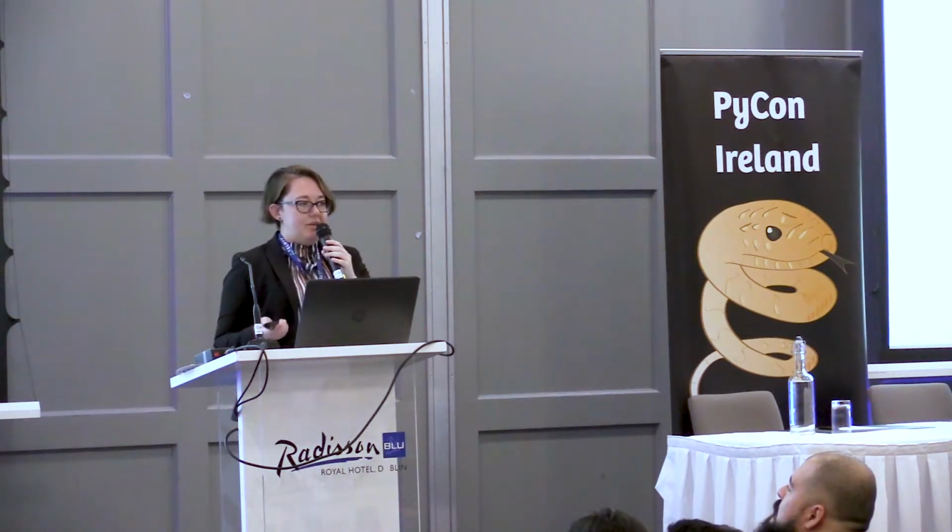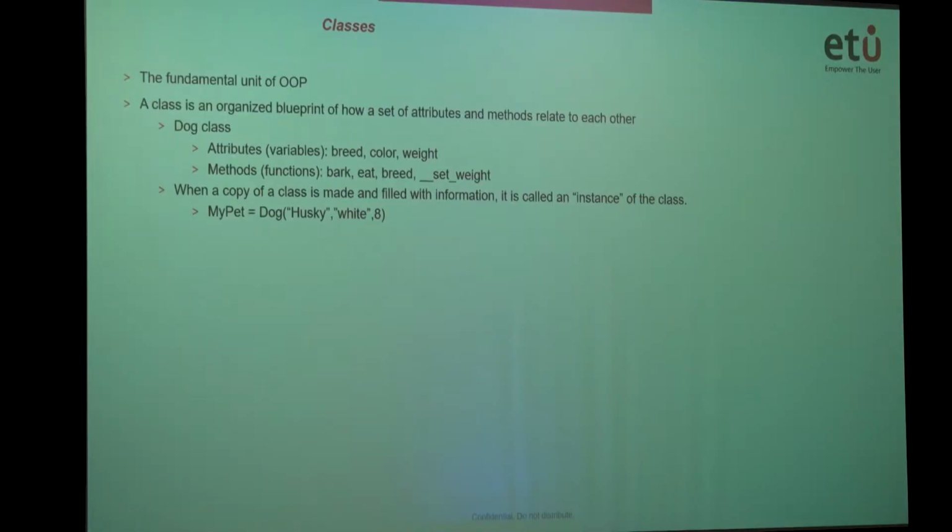So, for example, if you make a class called dog, it might have attributes like breed, color, and weight. Then you'll have methods that you can use to act on the dog, like bark, eat, breed, or set weight. And I'll talk about why the set weight has underscores in a moment.